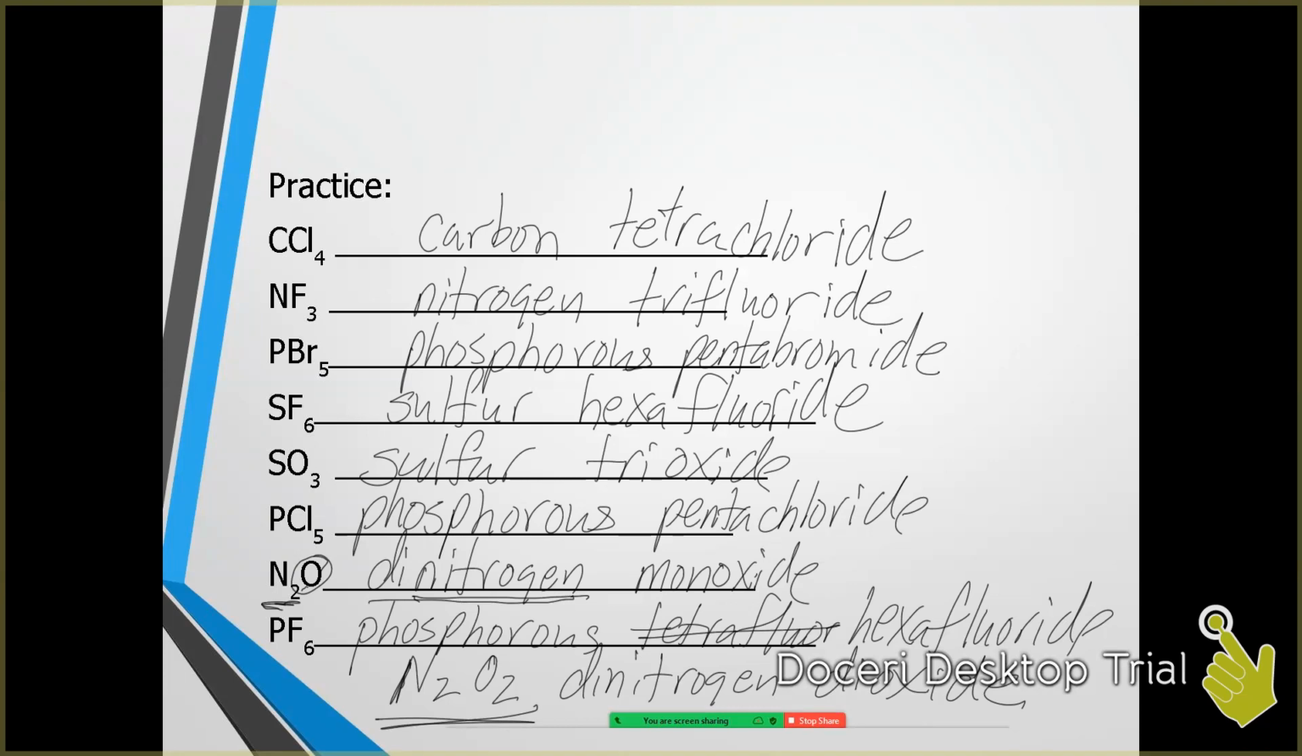This is not on the test tomorrow. We'll have a quiz on Friday, and you'll have open notes for that. So at that point, you don't have to have those prefixes memorized, although you'll probably have a lot of them memorized already.